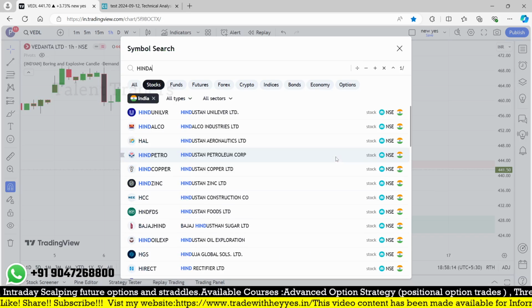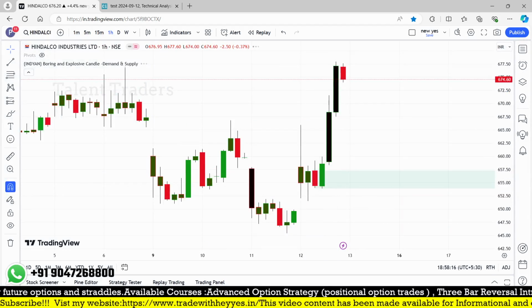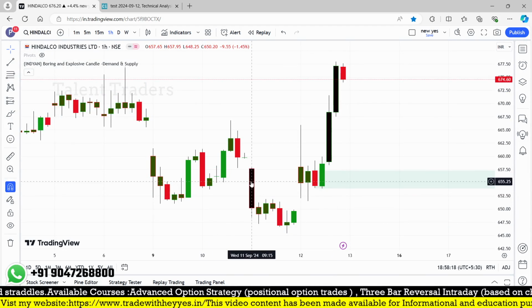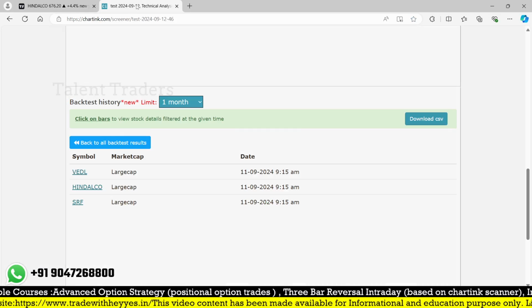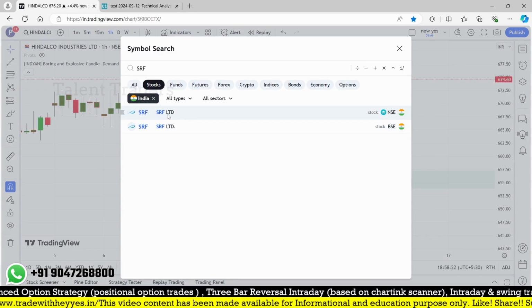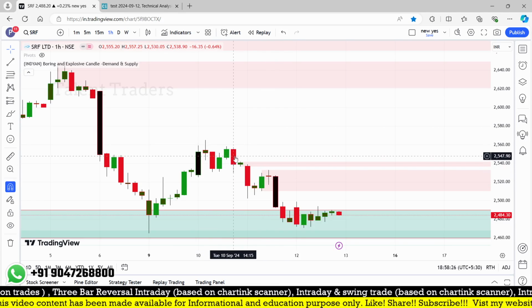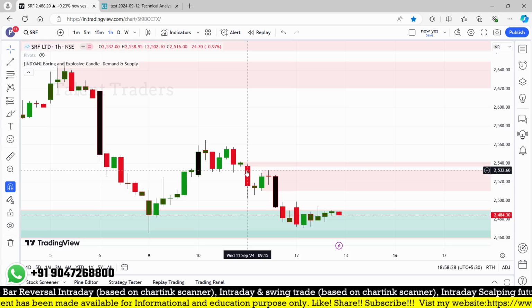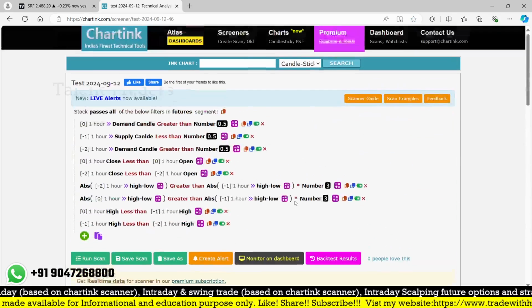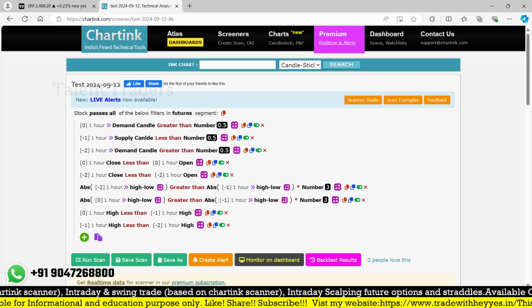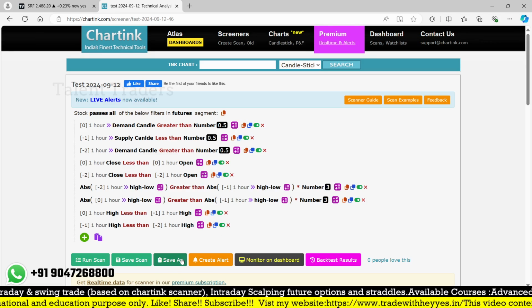And Indalco, SRF. I'll go something like this: 1, 2 and 3. That is also becoming a pattern. And SRF, that is also becoming a pattern. 11th, 1, 2, 3 here. So like that we can add it. So this is the scanner which helps you find hourly drop-based drop.